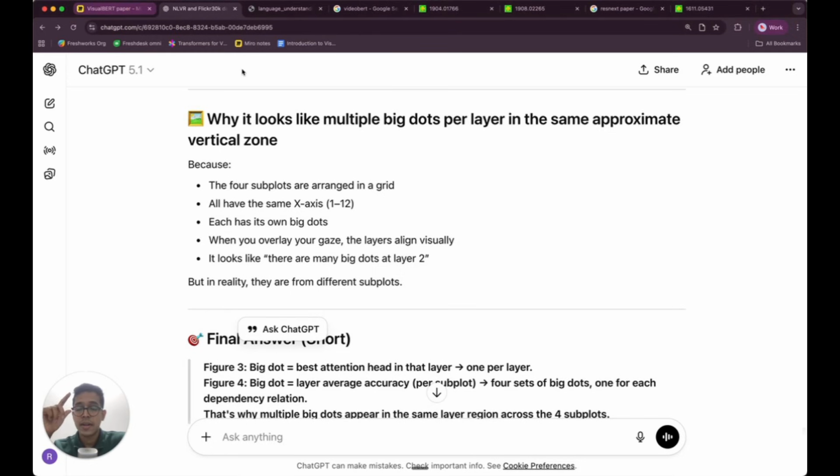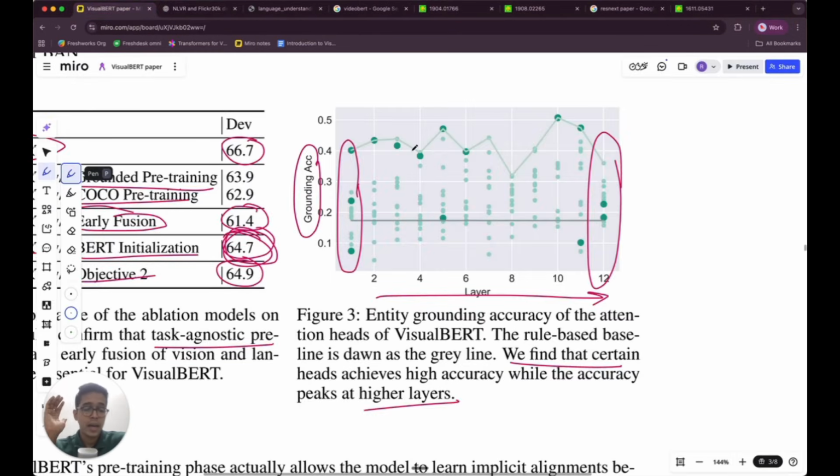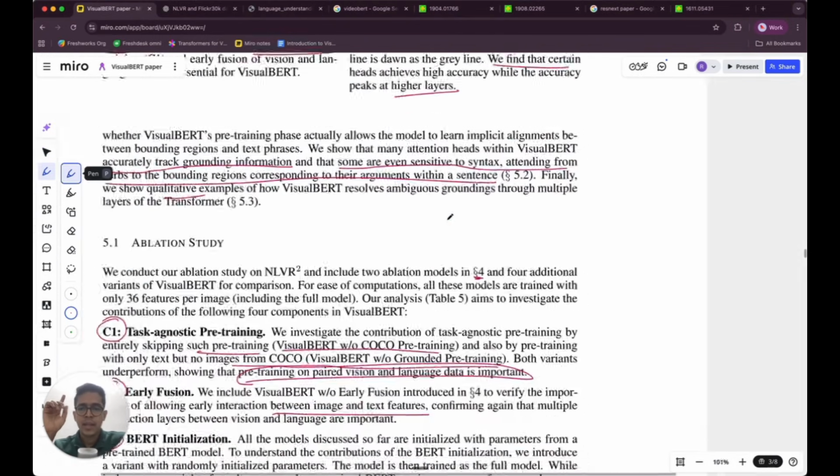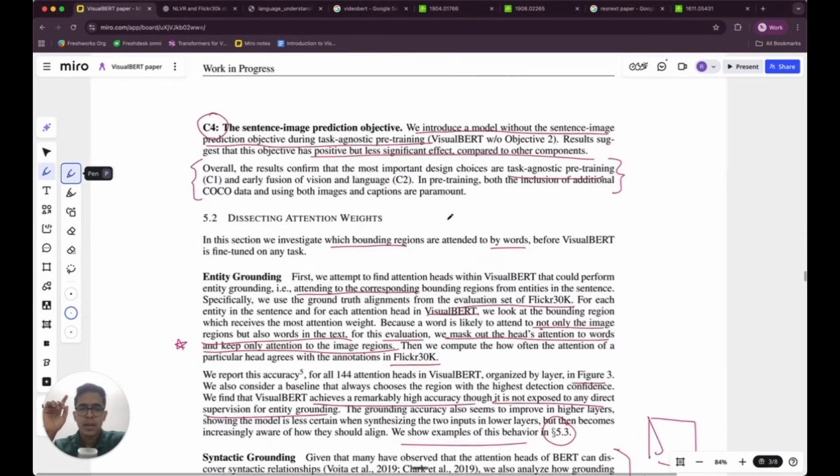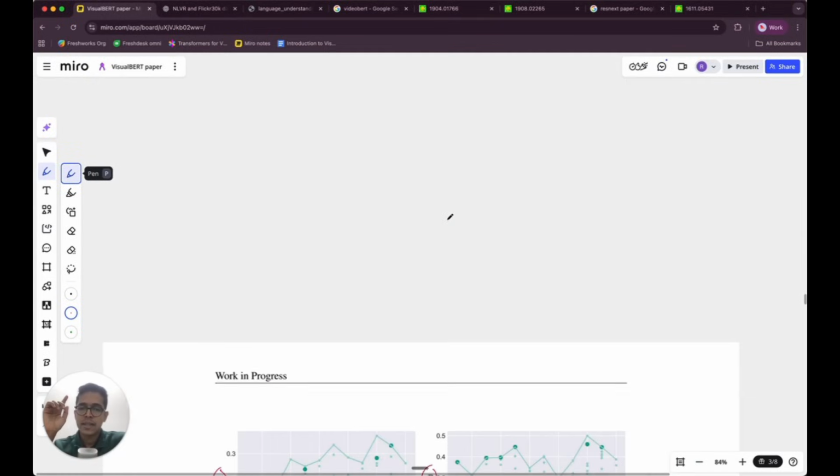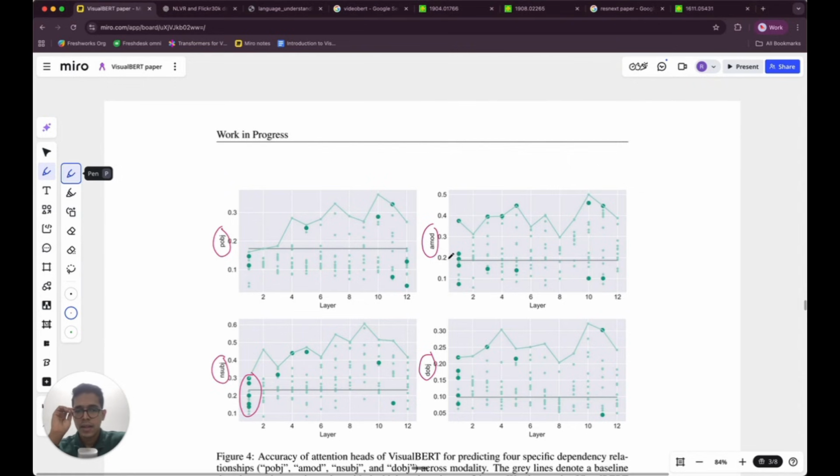So here, guys, this is my question. I'll be so grateful if you can answer. I don't understand what these big green dots mean. If any of you can clarify this in the comments, I'll be happy. In figure 4 also, I don't understand what the big green dots mean.